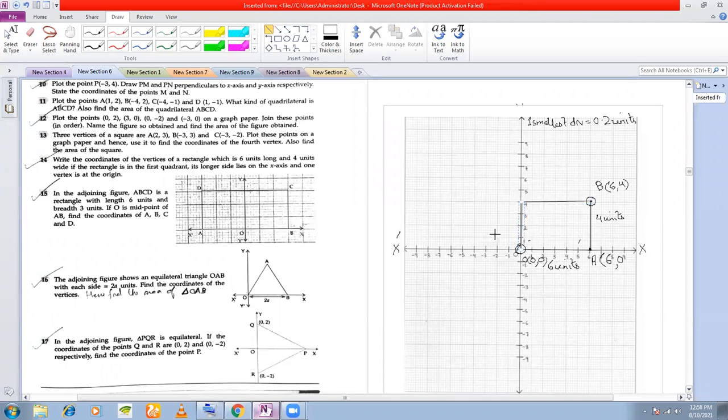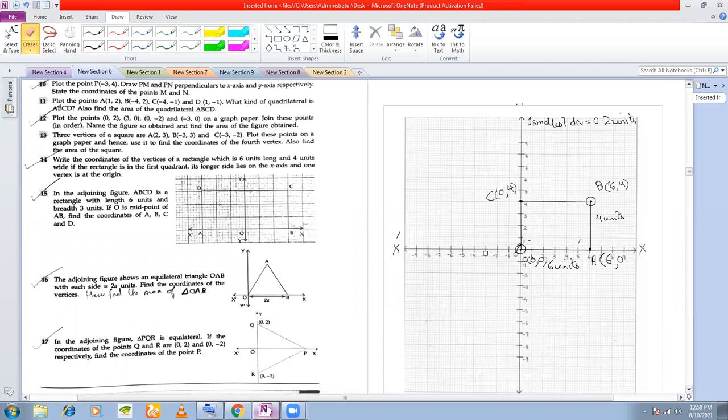This completes your rectangle. What is the fourth vertex here? Let us call this C. And what should be the coordinate of C? 0, 4, because 4 is a point on the y-axis. So therefore, obviously, the x coordinate will be 0. And how much are you moving in the y direction? Plus 4 units. Therefore, 0, 4. So these are the 4 vertices of the rectangle.